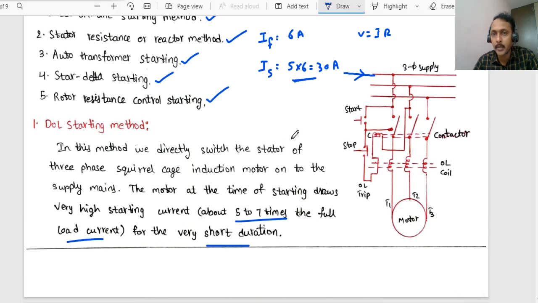But dear students, using this method, what is the drawback? At the time of starting, it is going to draw a huge amount of current, which will be around 5 to 7 times the full load current.